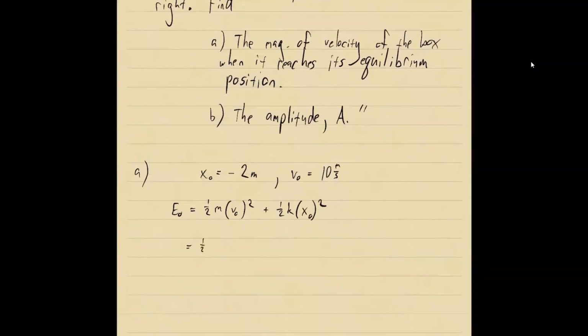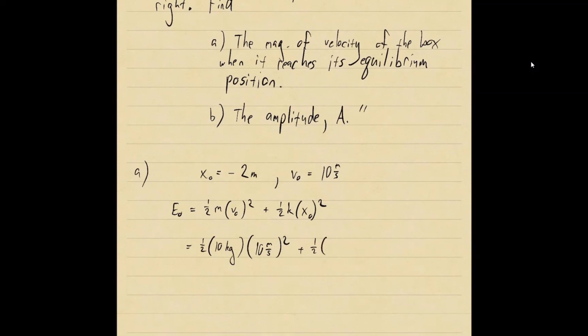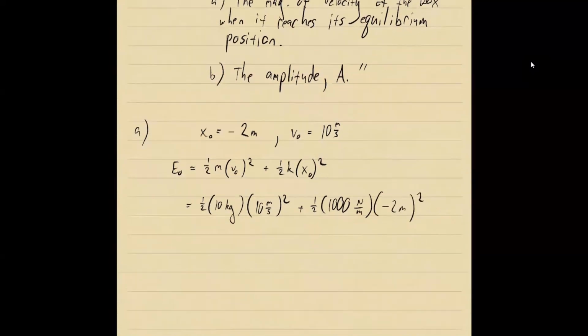So this is going to be 1/2 times the mass of the box, which is 10 kilograms, times the initial velocity of the box, 10 meters per second, squared, plus 1/2 times k. K is 1,000 newtons per meter, according to the problem, times x naught, which is just -2 meters. We're going to square that. So the initial energy of this system is 2,500 joules.